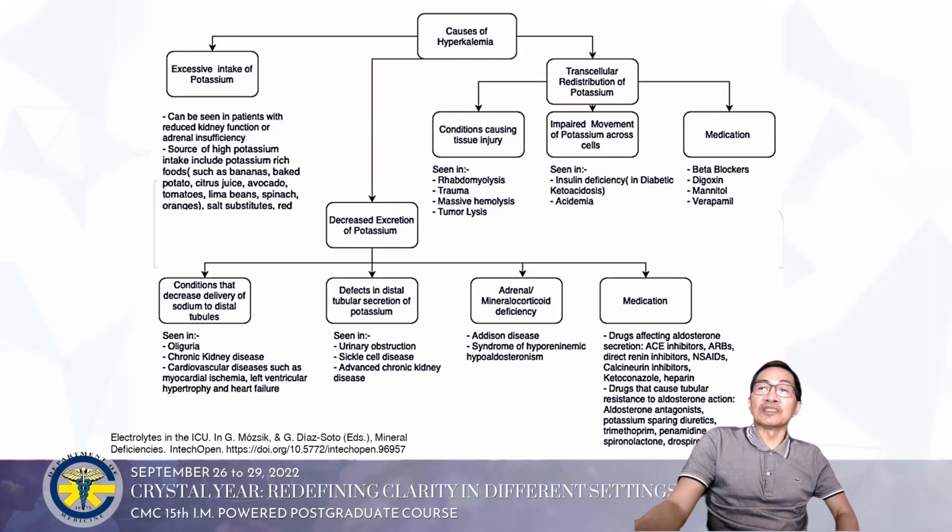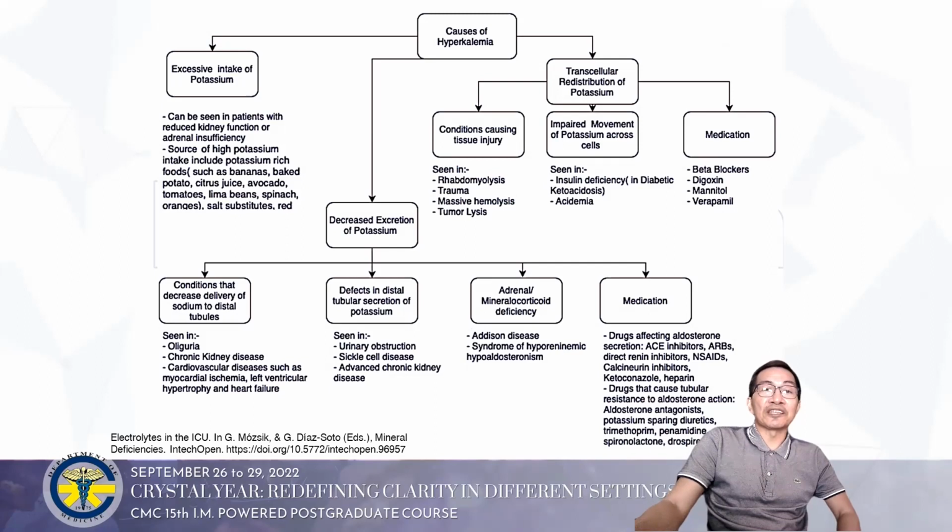Some medications can also cause transcellular redistribution or shifting of potassium. What are these? Your beta blockers, your digoxin, mannitol, verapamil. And then, of course, a decreased excretion of potassium is also a culprit as far as hyperkalemia is concerned. Now, what causes a decrease in excretion of potassium?